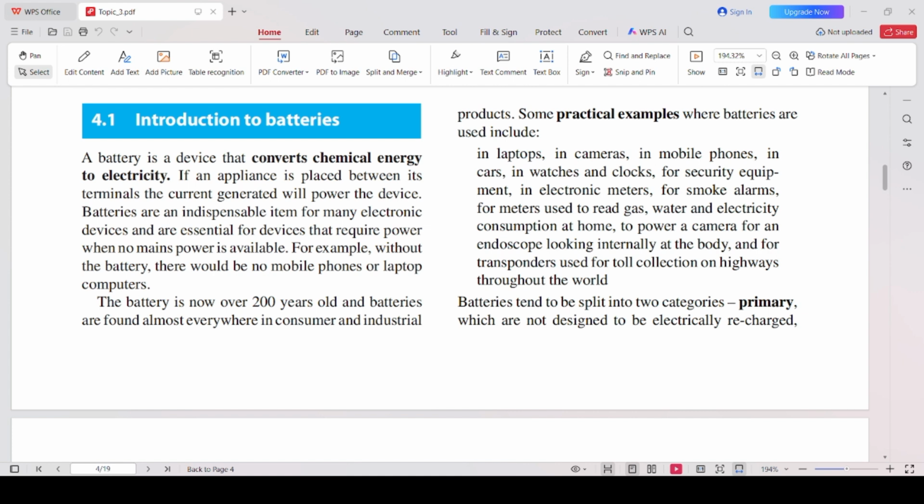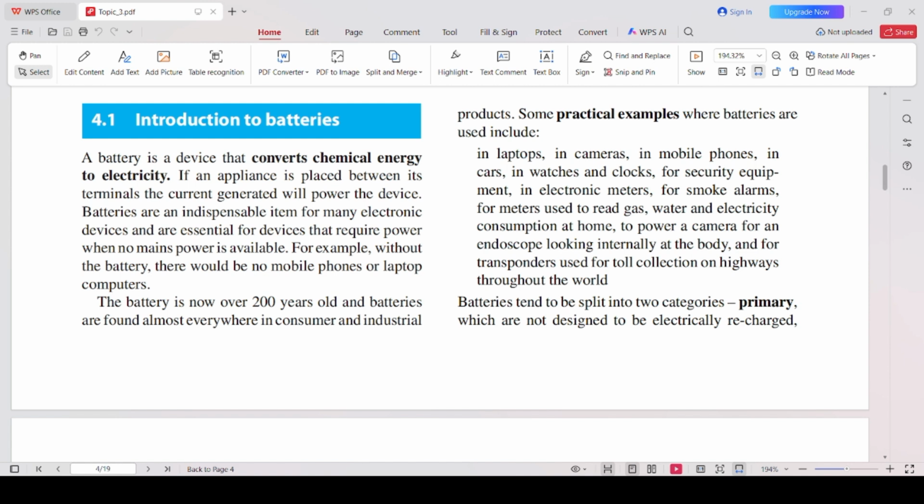Today we are going to talk about batteries and alternative energy. So we can come to the introduction to batteries. A battery is a device that converts chemical energy to electricity. If an appliance is placed between its terminals, the current generated will power the device.